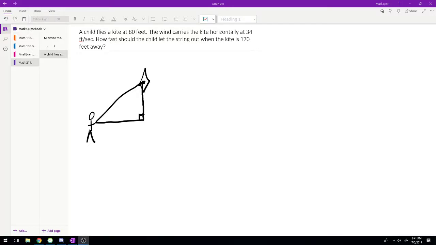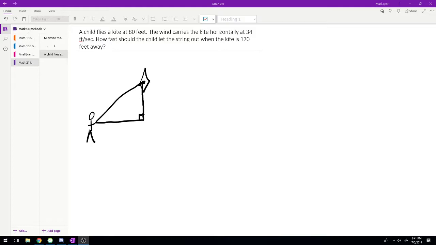Hello again. In this problem, we will be doing a related rates problem. A child flies a kite at 80 feet. The wind carries the kite horizontally at 34 feet per second. How fast should the child let the string out when the kite is 170 feet away?